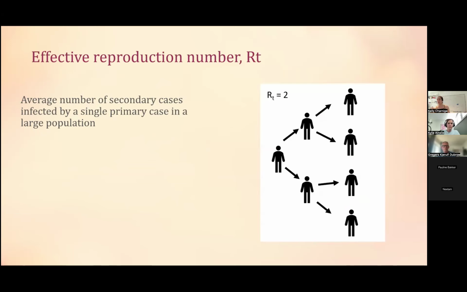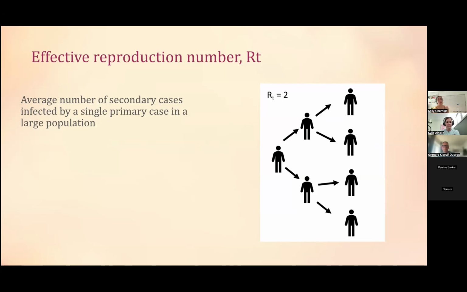So the quantity we were interested in for this analysis is called the effective reproduction number. Maybe some of you might have heard of it during the COVID-19 pandemic. It is the average number of secondary cases infected by a single primary case in a large population. On the right, we have an example of an Rt of 2. So for every one person, they infect 2 people.